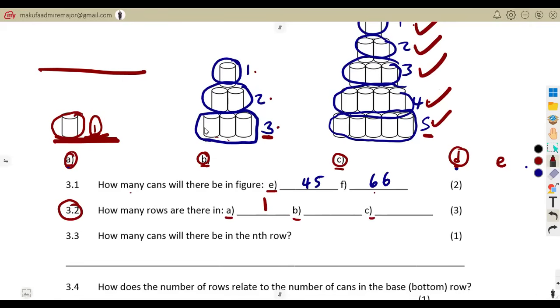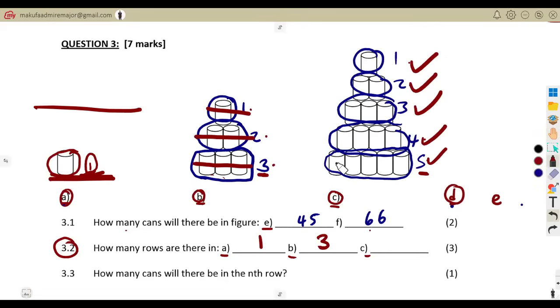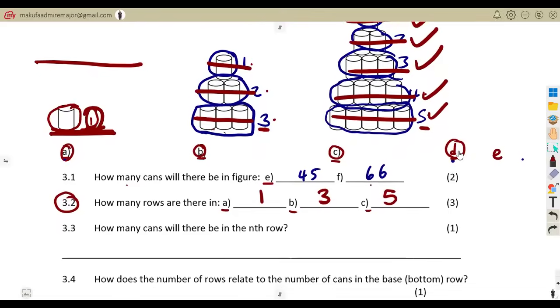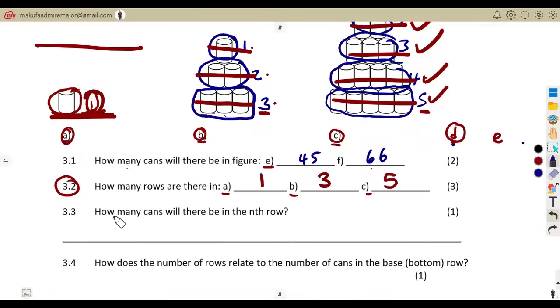We move on to B. How many rows? This one is a row. That is 1, 2, 3. There are 3 rows. In this case, how many rows? 1, 2, 3, 4, 5. There are 5 rows that we are having. So you can simply see the number on the base is representing the number of rows that we are having, like how many rows we have on that particular part of the cans that you're given. Then on this part, 3.3, how many cans will be in the nth row?